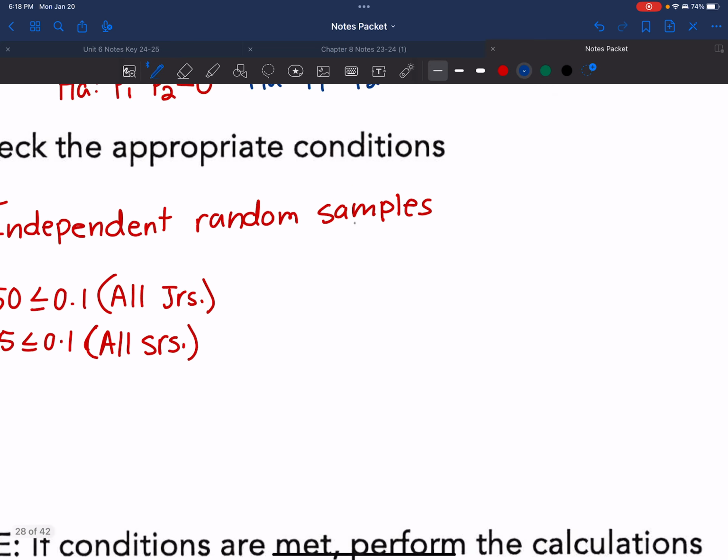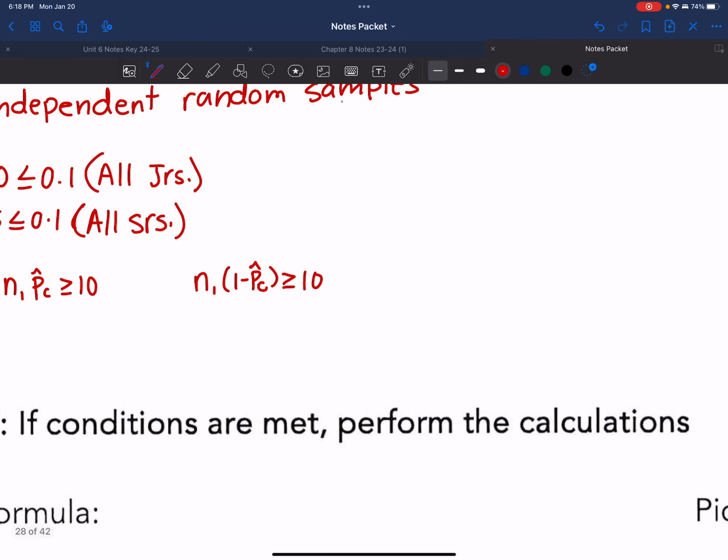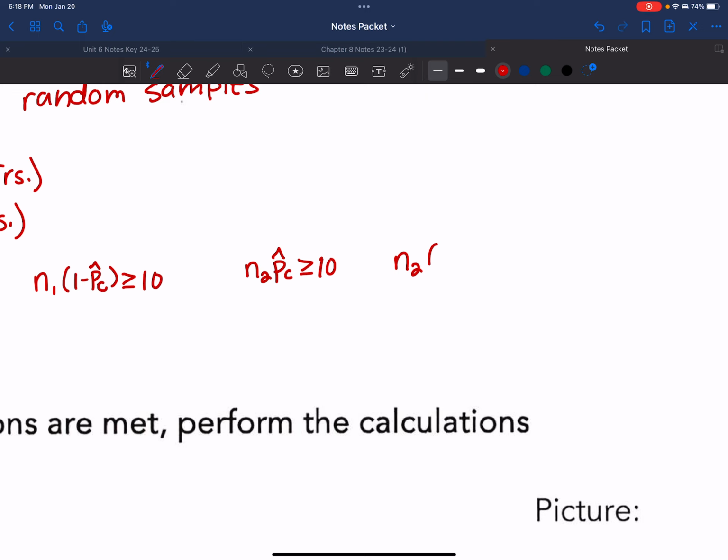Okay, so I'm going to come back down to my large counts. I have to show that n1 times p hat c is greater than or equal to 10. I have to show n1 times 1 minus p hat c is greater than or equal to 10. And then I have to do it again with n2. So n2 times p hat c is greater than or equal to 10, and n2 times 1 minus p hat c is greater than or equal to 10.